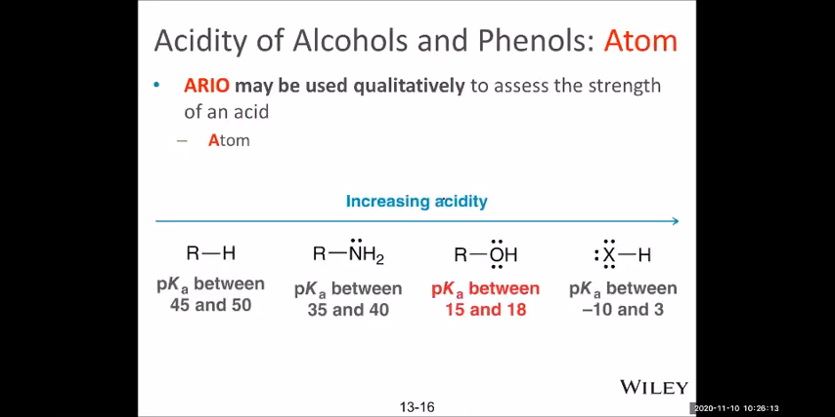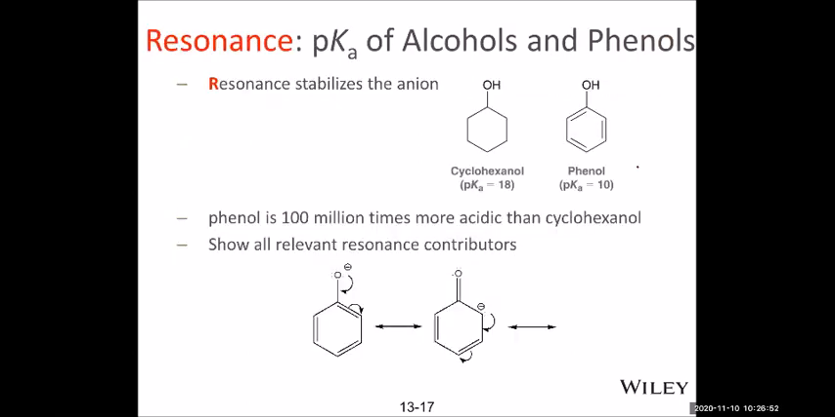And so the acidity of the alcohols we can decide based on ARIO: atom, resonance, induction, orbitals. These are the four factors we use to compare acidity. So this we've seen before: electronegativity increases from hydrogen on the carbon, to this carbon, and this nitrogen with hydrogen. Increasing electronegativity causes stronger acidity. So there's nothing really new about this.